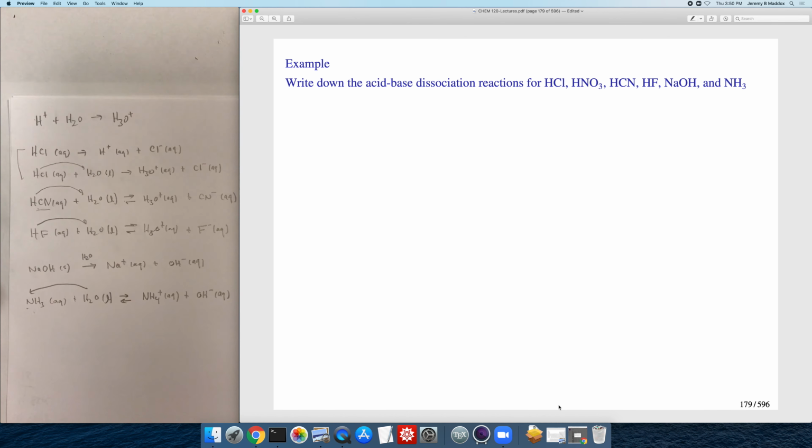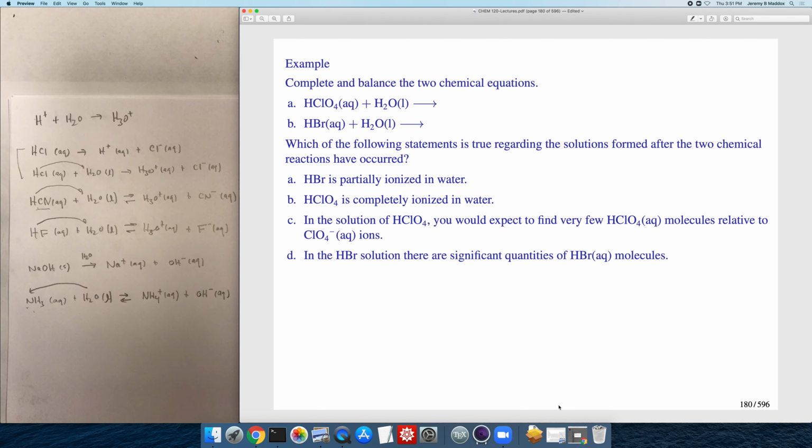And so you want to get into some practice of writing out acid and base dissociation reactions. So I encourage you to use the end of chapter questions of the textbook to practice these. Here we'll get a little bit more practice in.